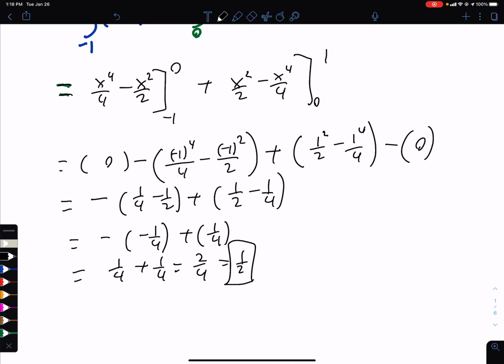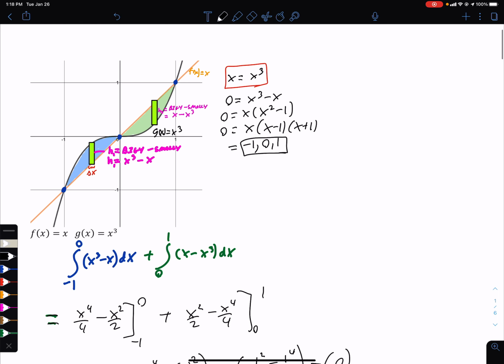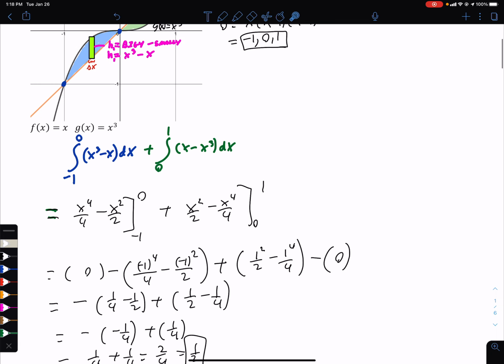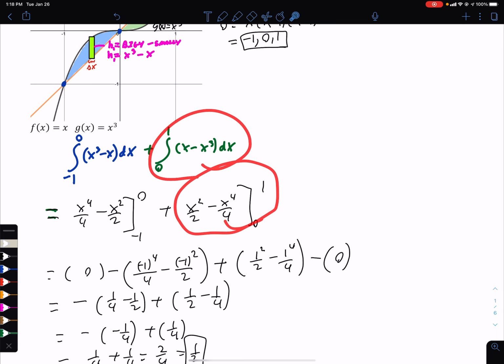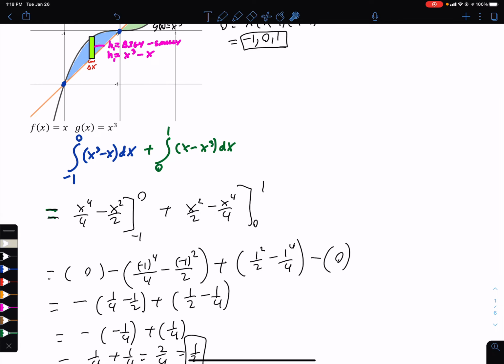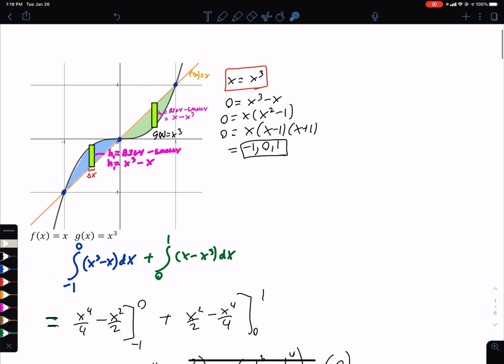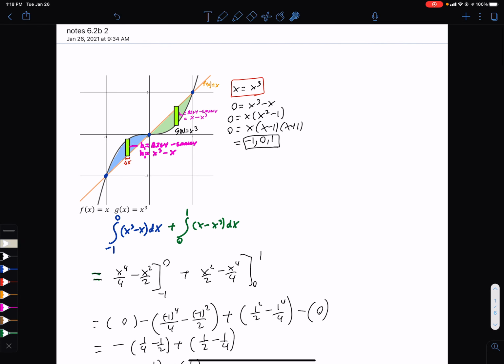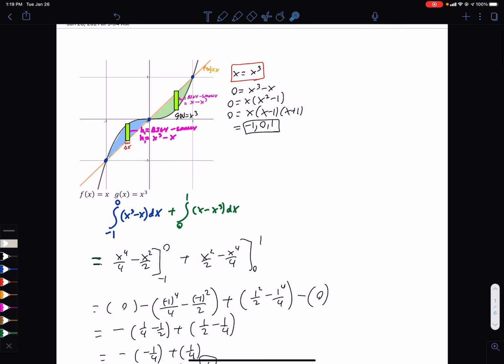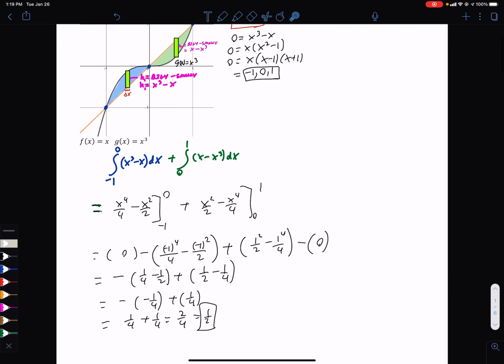Now, one thing you could have done, you could have noticed this is symmetrical. The area here is equal to the area there. So you could have said, you know what, let's just find one area and double it. You could have made that argument and done that. But that's how you find the area when there's multiple regions. You have to find the different heights. They're going to change from region to region. So be careful about that.